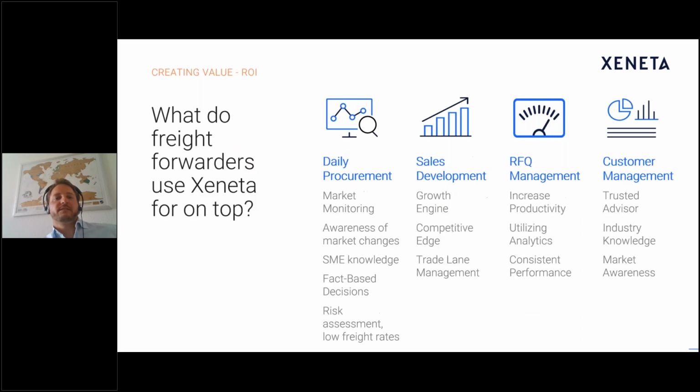But that's not the only case. As I've already said, we are also working together with freight forwarders. They even use us on a more extensive level because they use us for daily procurement, as they are not only running global or quarterly tenders, but actually need to be up to date every day. So they take us as a third-party measurement as well.